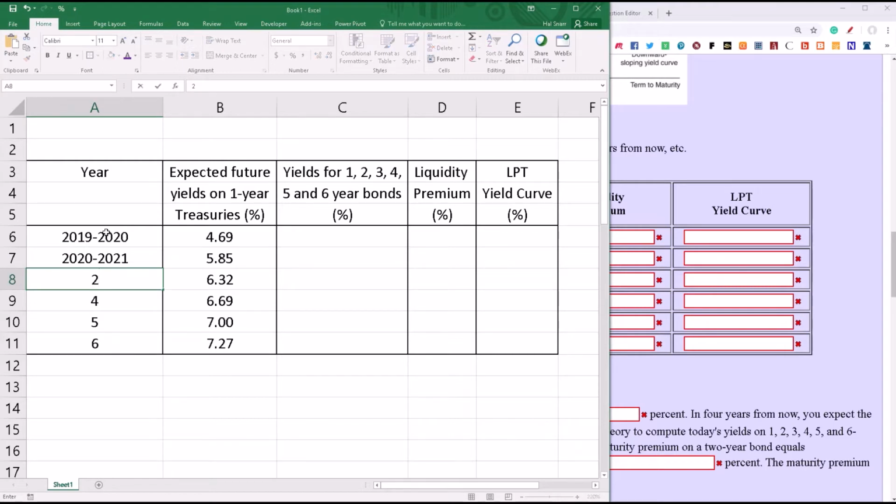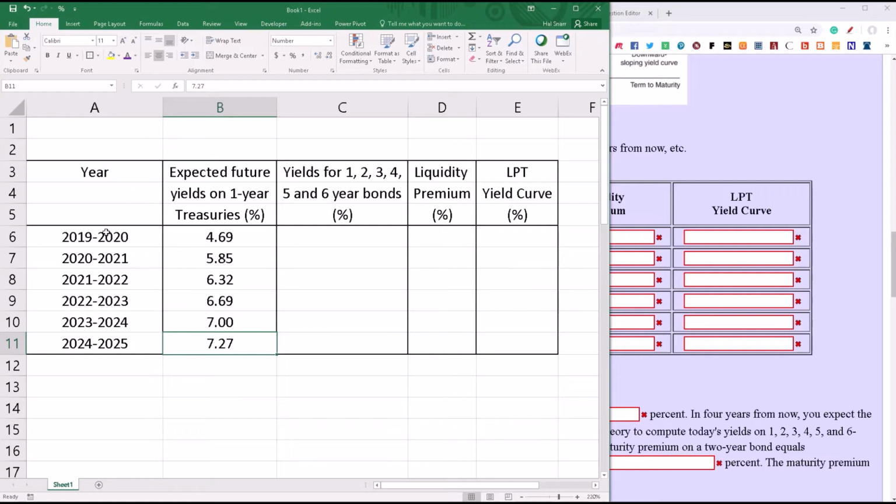This is a bond that will be issued in 2021 and be redeemed in 2022. So this is a bond that will be issued or auctioned in 2022 that will be redeemed in 2023. The bond that is auctioned in 2023 and redeemed in 2024 has an expected yield of 7%. A bond that will be issued in 2024 and redeemed in 2025 has an expected yield of 7.27%.